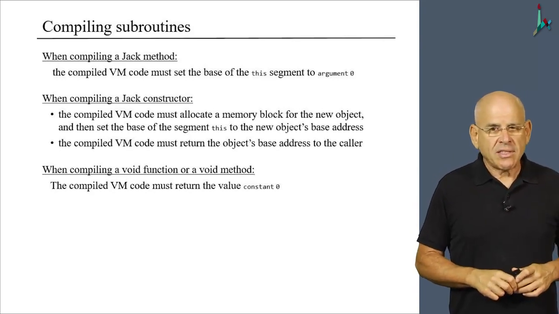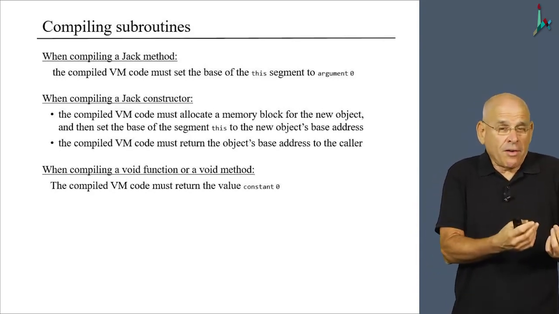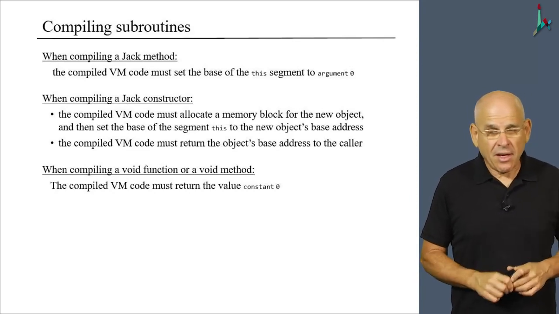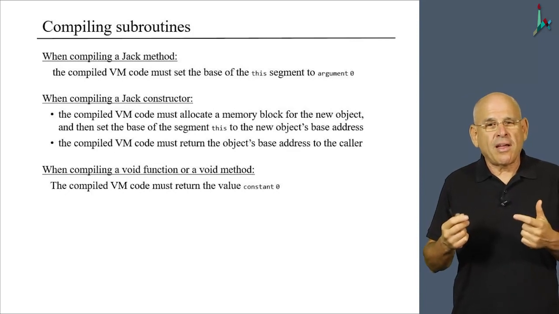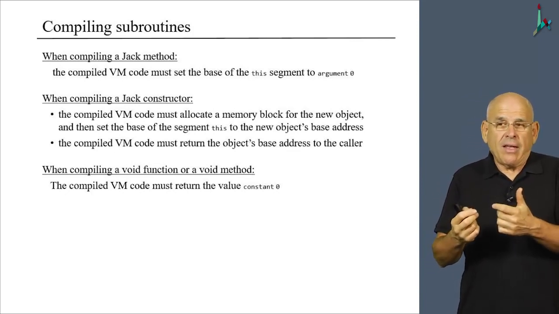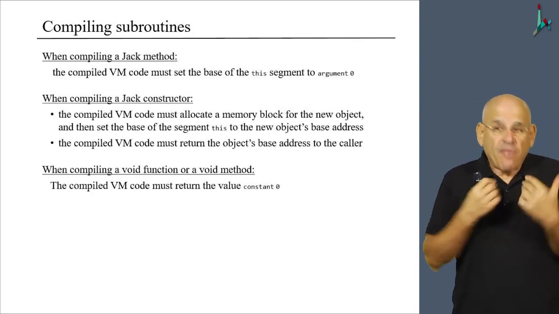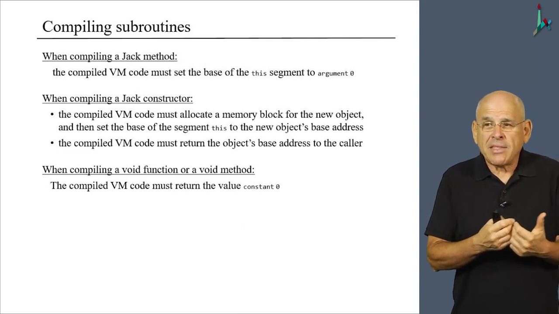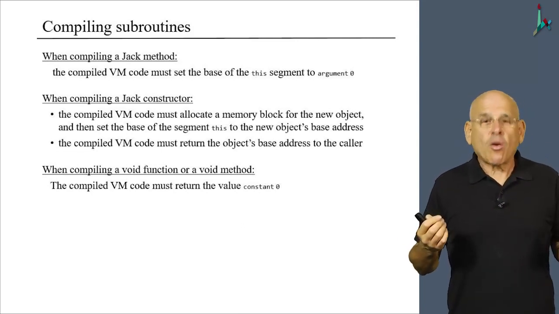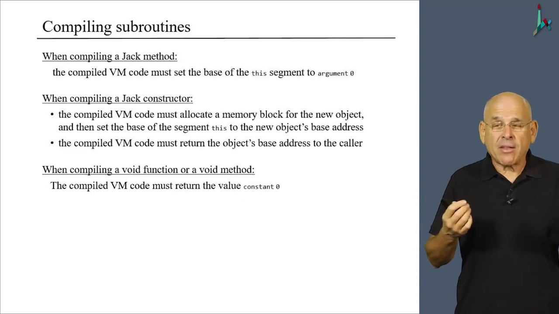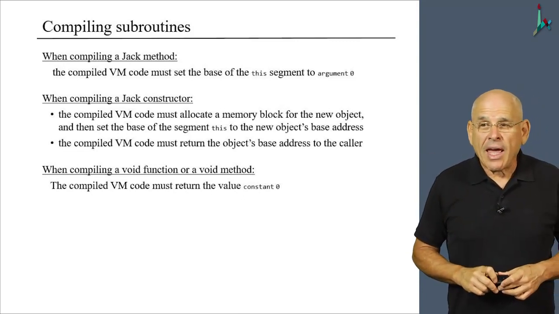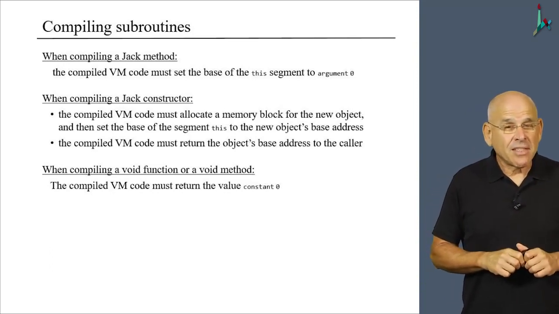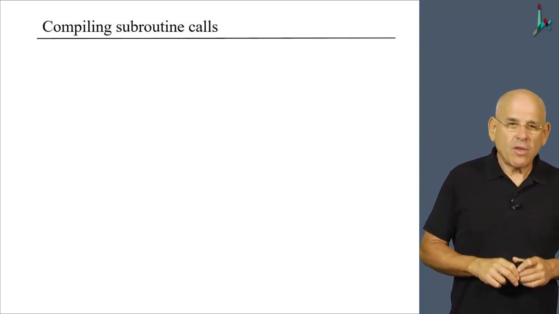return constant 0. By the way, the caller of a void subroutine has to remember that it called a void subroutine, and therefore, when the subroutine returns, the first thing that it has to do is get rid of the top of the stack, right? The element at the top of the stack, because it contains a constant 0. And that's what we'll discuss next, right? How to handle subroutine calls.